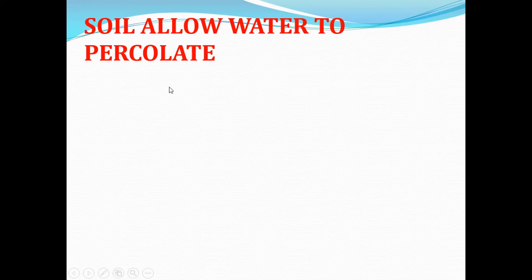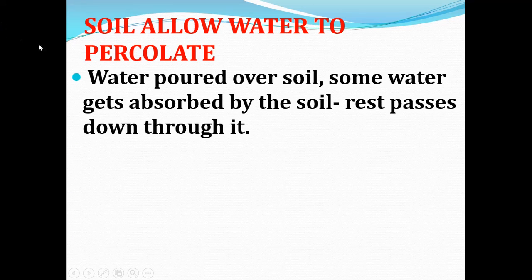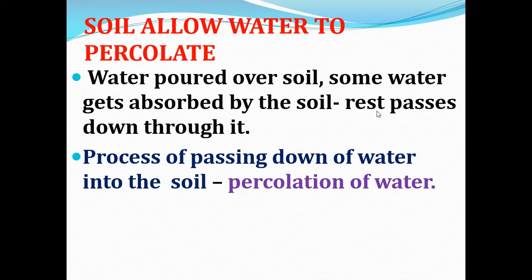Now soil allows water to percolate. Percolate means to pass into it; the soil allows the water to pass into it. That is percolation. When water is poured over soil, some water gets absorbed by the soil and the rest passes down through it, because it contains soil particles. The process of passing down of water into the soil is called percolation of water.